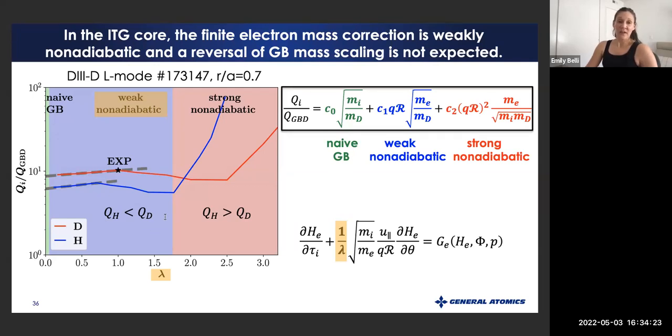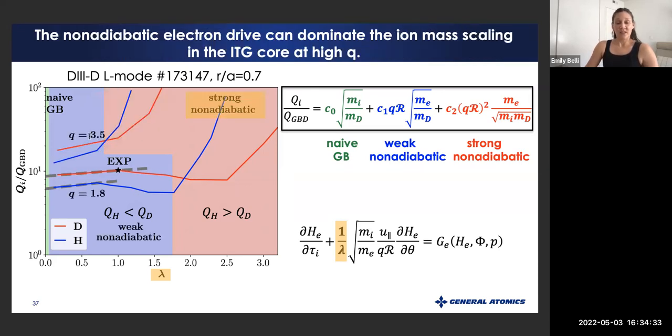Thus, a reversal of naive gyroBohm mass scaling due to the non-adiabatic electron drive is generally not expected in the ITG core, unlike in the edge, unless parameters like the safety factor are significantly increased to increase the effective parallel electron response time to push the solution into the strong non-adiabatic regime.